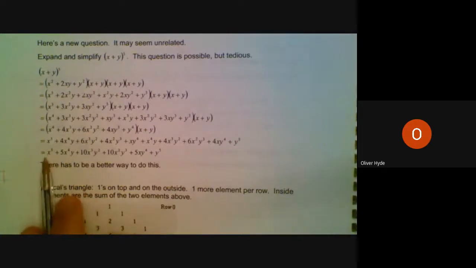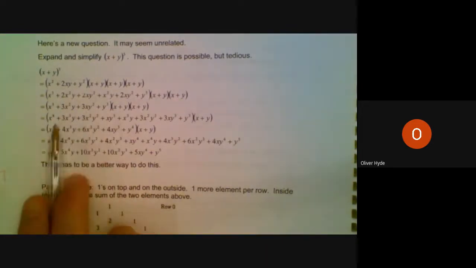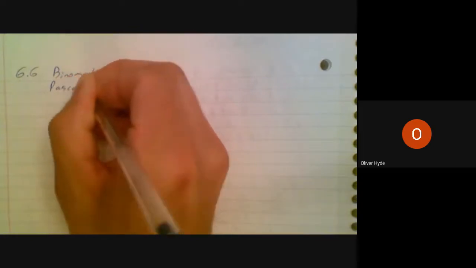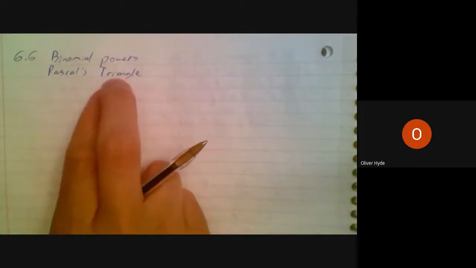Okay, so what we want to do is try to find a faster way of doing this. So we start to recognize these coefficients. There's a coefficient of 1 up here, of 1 and 1, 1, 2, 1, 1, 3, 3, 1, 1, 4, 6, 4, 1, and 1, 5, 10, 10, 5, 1. And those coefficients come from Pascal's triangle. So let's construct Pascal's triangle together. The definition is written down on your lesson, so I won't write it down here, but we can follow along. So Pascal's triangle is a recursive definition.